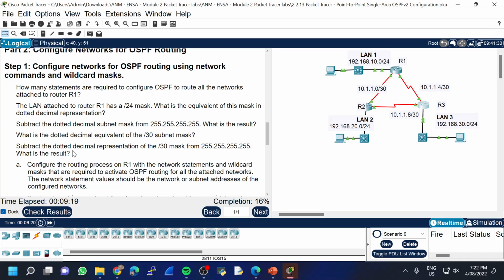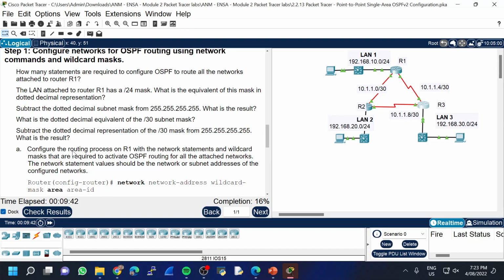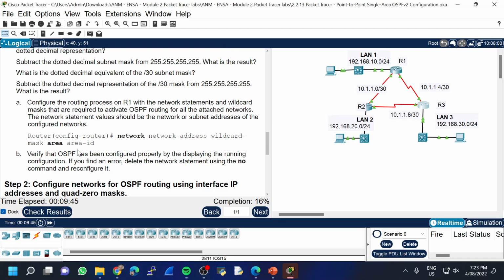Subtract the dotted decimal representation of the /30 mask from 255.255.255.255 to find the wildcard mask. So what's the wildcard mask of the /24? 0.0.0.255 for the /24. And for the /30? So 0.0.0.3. Is that clear? Happy? Configure the routing process on R1 with the network statement and the wildcard mask that are required to activate OSPF routing for all the attached networks. The network statement values should be the network or subnet addresses of the configured networks.